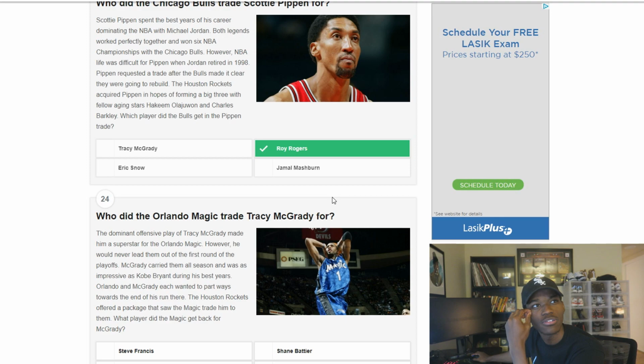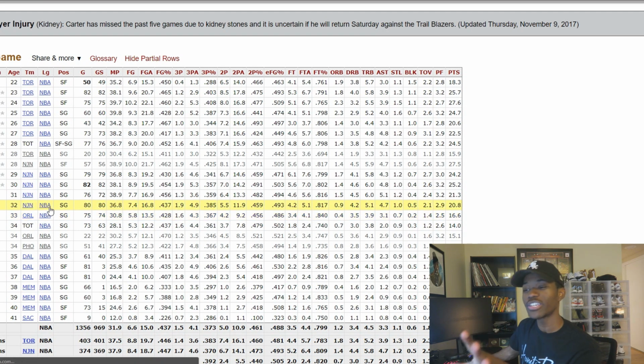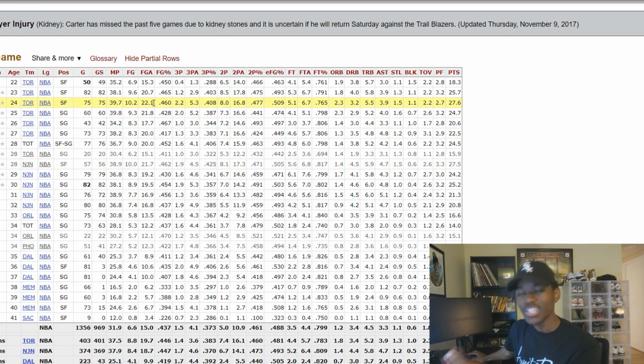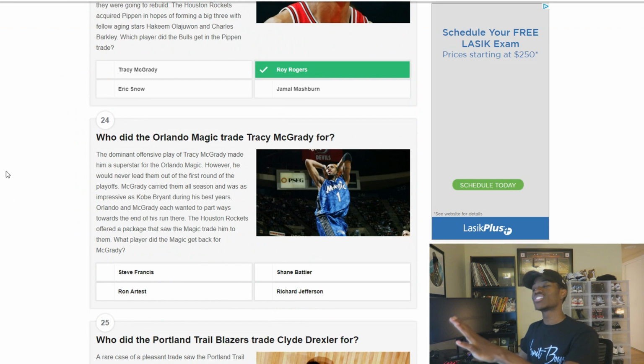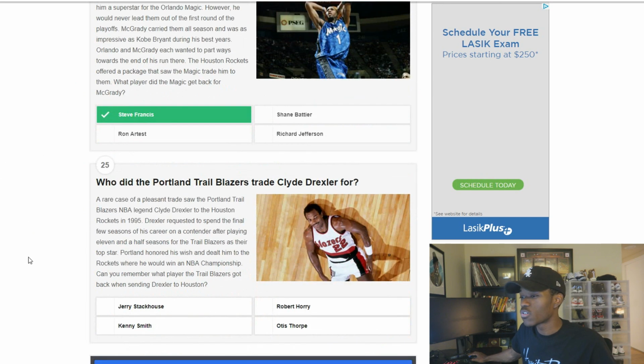Who did the Orlando Magic trade Tracy McGrady for? You know what I'm thinking about? One second. So we were talking about Vince Carter earlier. It was New Jersey. I forgot he played for the Nets before he went to Orlando. But back to this. Who did the Orlando Magic trade Tracy McGrady for? Honestly, it was a shot in the dark.